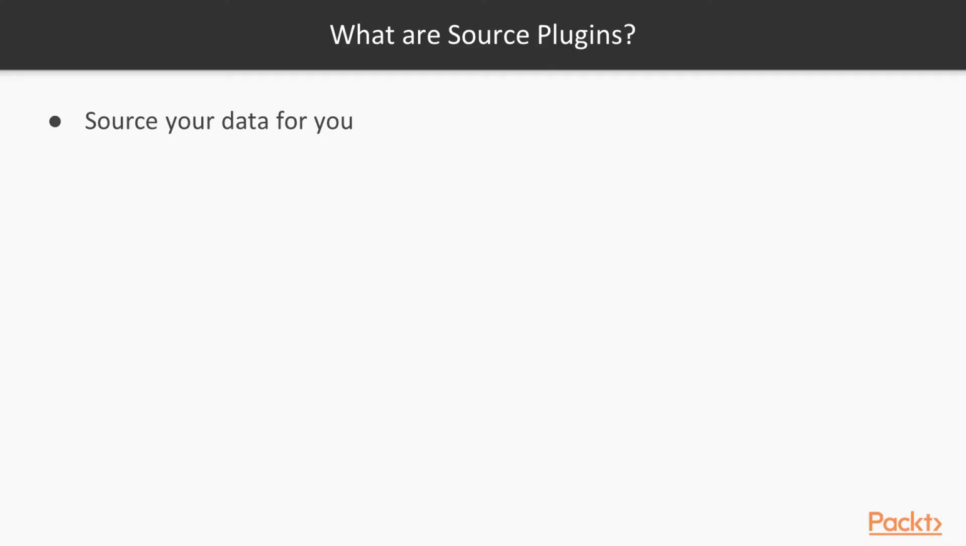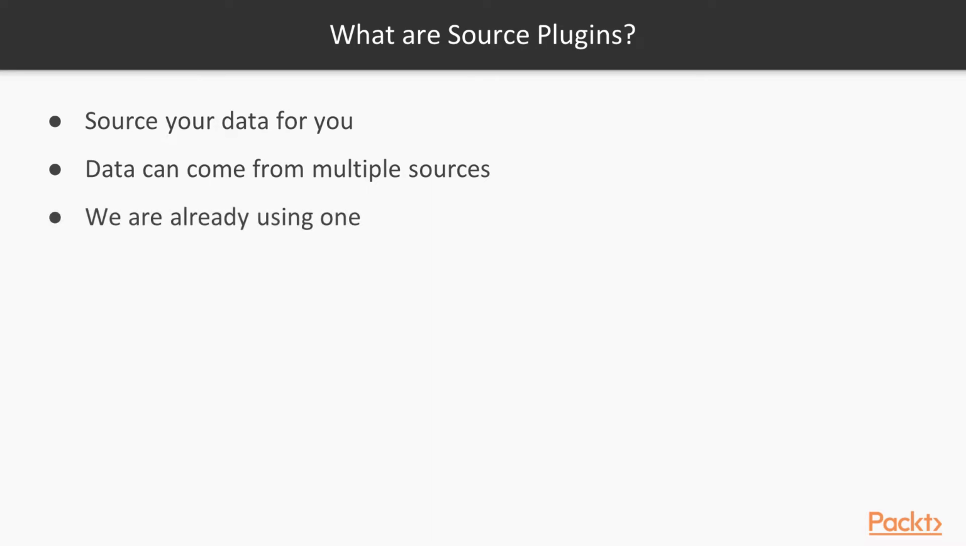Right now, you might be wondering, what is a source plugin? Well, the easiest way to define a source plugin is by saying that they are the plugins that source your data for you. And they can get it from a variety of places. Source plugins can fetch data from databases, APIs, local files, CMSs, you name it. And the great news is we're already using one in our application.